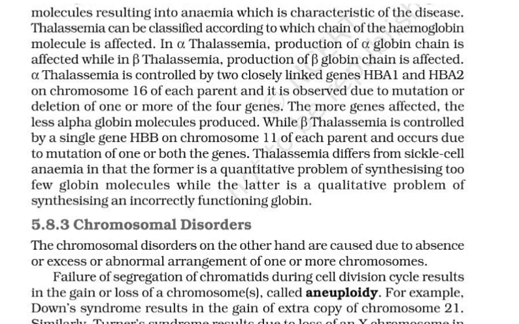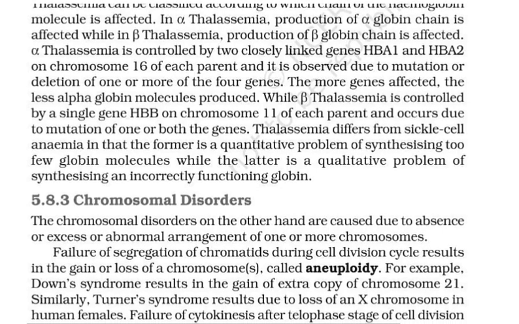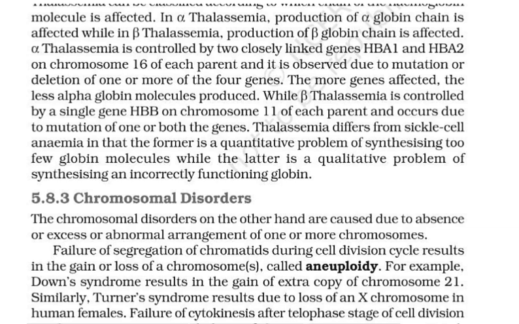This line may come in the exam with changes. The more genes affected, the more alpha globin molecule produced. It's wrong. It's a false statement. The correct statement is the more genes affected, the less alpha globin chains produced. It is correct. Next, proceed further. While beta thalassemia is controlled by a single gene HBB on chromosome 11 of each parent and occurs due to mutation of one or both the genes.